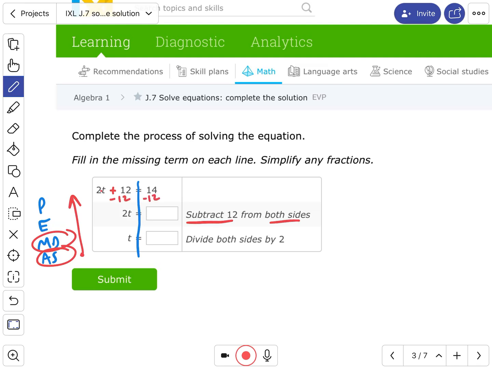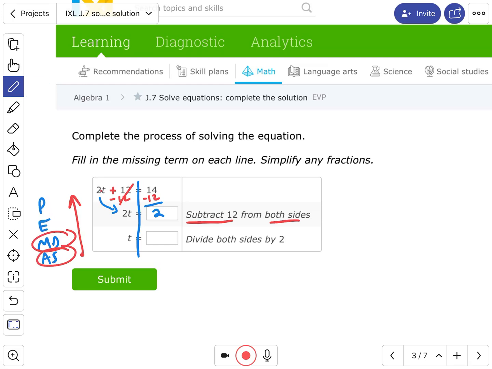So if we subtract 12 on the left and on the right, the left side, the positive 12 and negative 12 are going to be gone, and we're left with the 2t. Notice how I draw the arrows to show where the number came from. And then 14 minus 12 is 2.